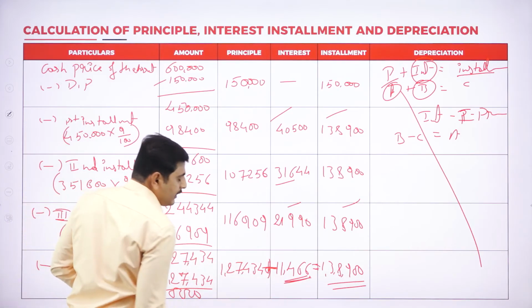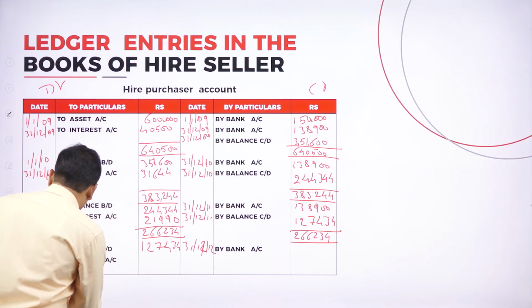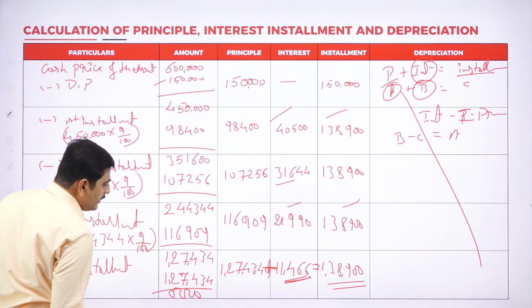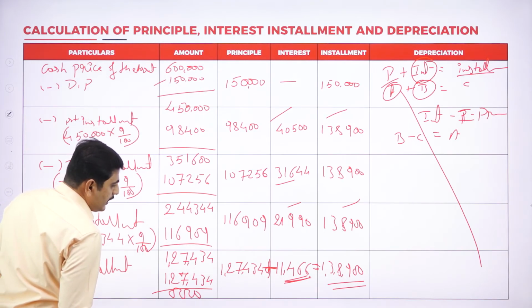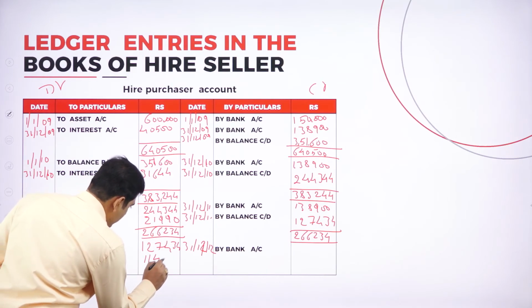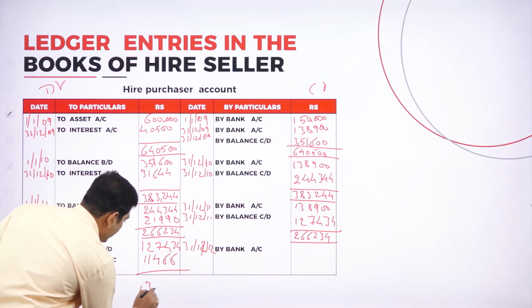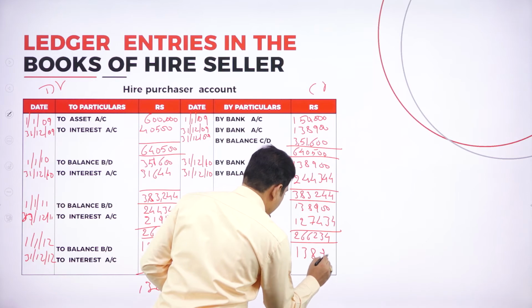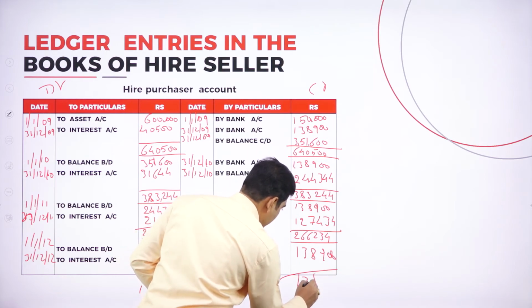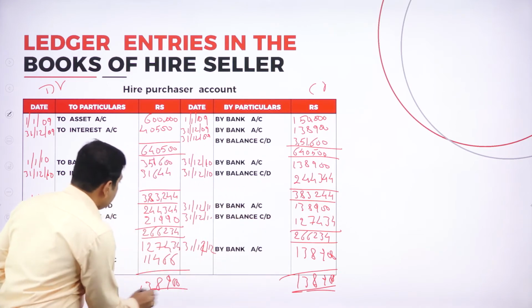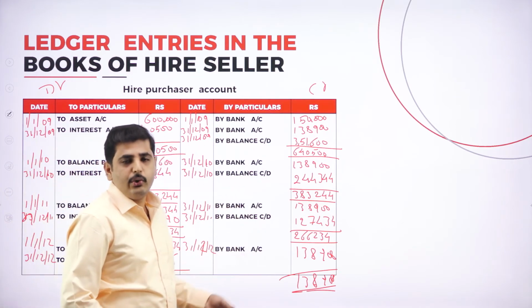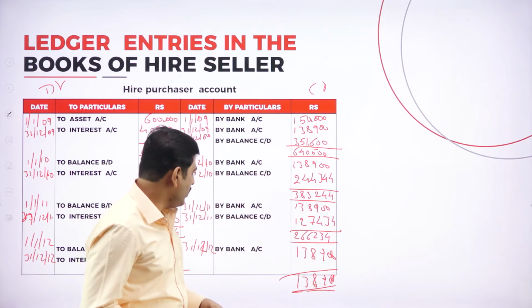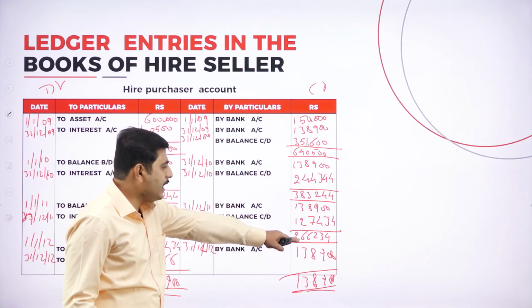What is our interest? 11,466. So write the interest on 31st/12/2012. The interest rate is 11,466. So 11,466. The total is 1,38,900. So here also, we have to pay 1,38,900 as the last installment. Here also 1,38,900. So this is your hire purchaser account. Usually for 15 marks they will ask for 3 years, but I have shown the problem for 4 years. So if they ask for 3 years, you can write up to here, the problem will end.